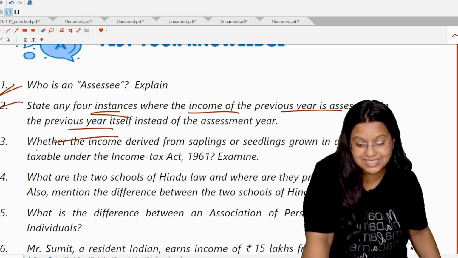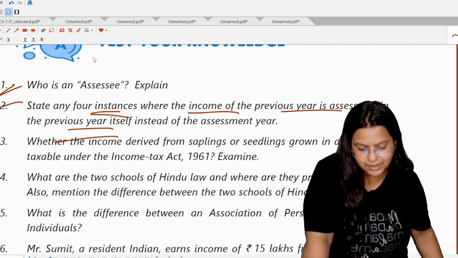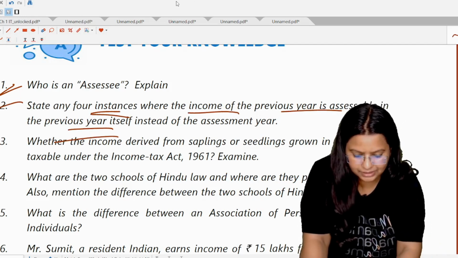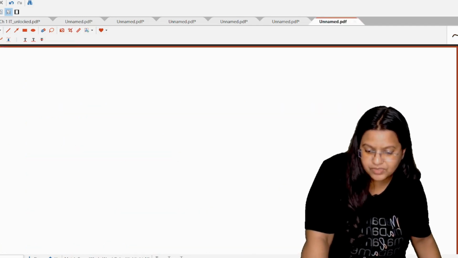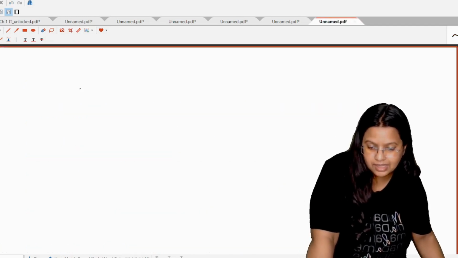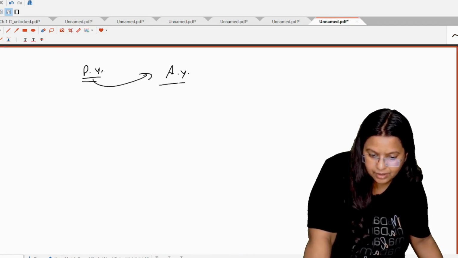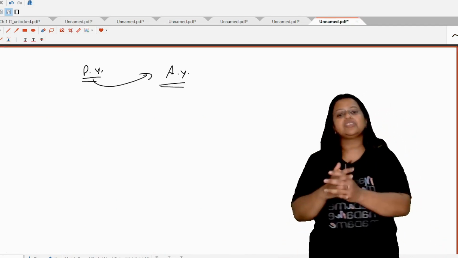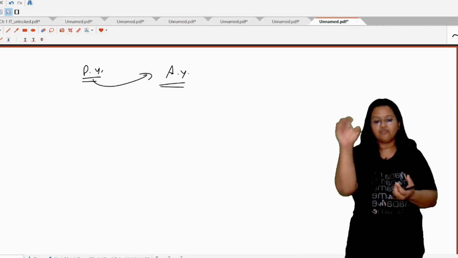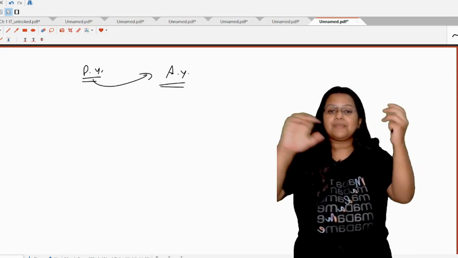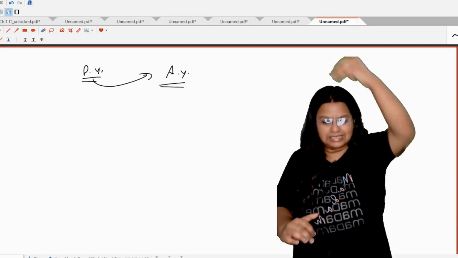Question number 2 is, state any four instances where the income of the previous year is assessable in the previous year itself instead of the assessment year. Now, students, as per the Income Tax Act 1961, the general provision is that previous year income will be assessed in the assessment year. But there are some exceptions, for which previous year income is assessable in the previous year itself only.